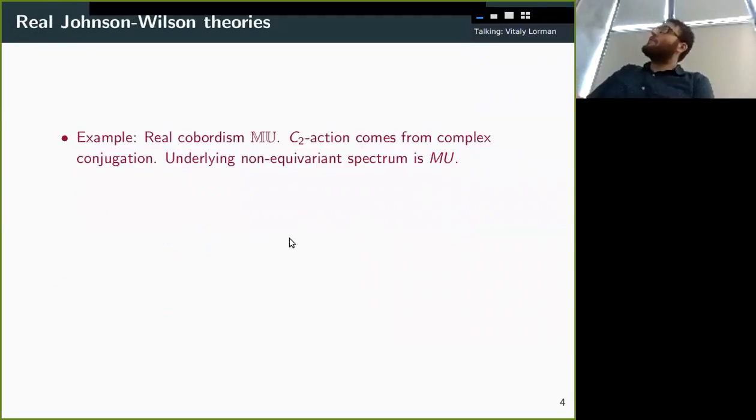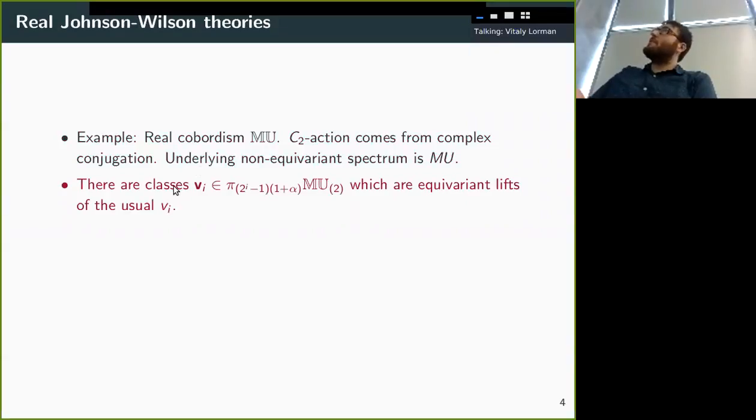And so now the first really interesting example for us, from my point of view, of a C2 equivariant spectrum is real cobordism. So this is just complex cobordism MU, but when we construct it, we keep track of the C2 action, which ultimately comes from complex conjugation. And so this can be constructed as a genuine C2 equivariant spectrum. And furthermore, all the usual things you do in non-equivariant chromatic homotopy theory, you can try to do here. So in particular, it turns out that there are classes VI in the equivariant homotopy groups of MU that live in degrees that are 2 to the I minus 1 times 1 plus alpha. So 1 plus alpha here is the regular representation of C2. So in multiples of the regular representation, I'll sometimes call these diagonal degrees.